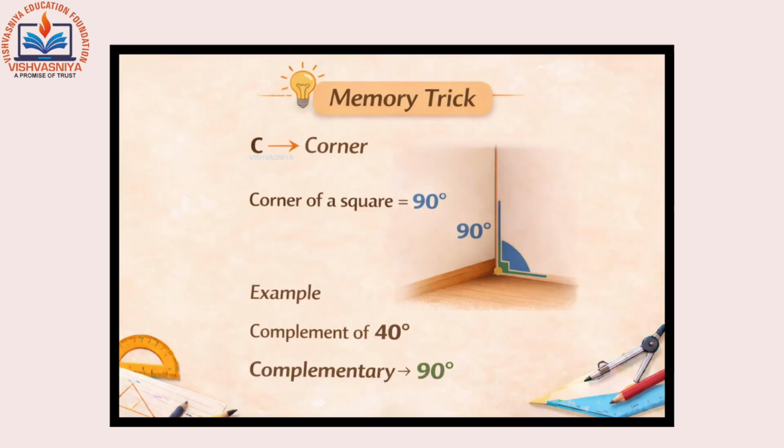Here is a simple trick to remember complementary angles. The letter C in complementary can be connected with the word corner. Every corner of a square forms a right angle, which is 90 degrees. Therefore, whenever you hear complementary angles, remember that their total must be 90 degrees.